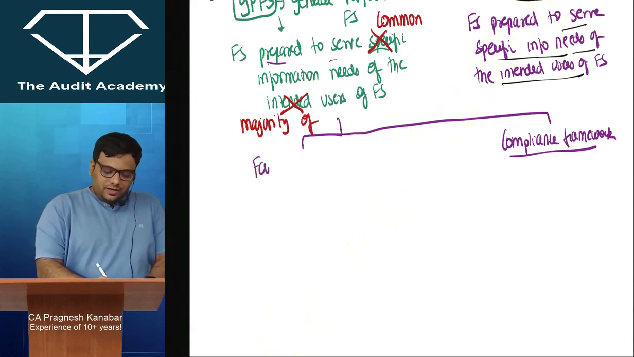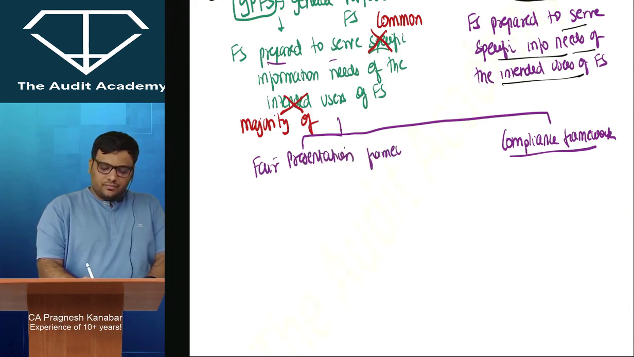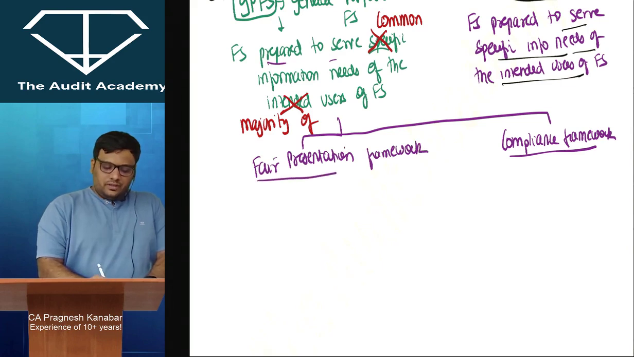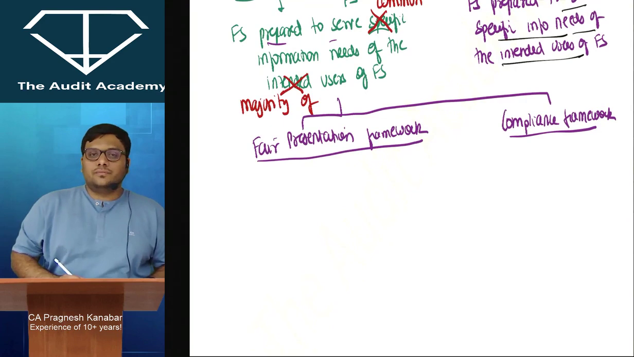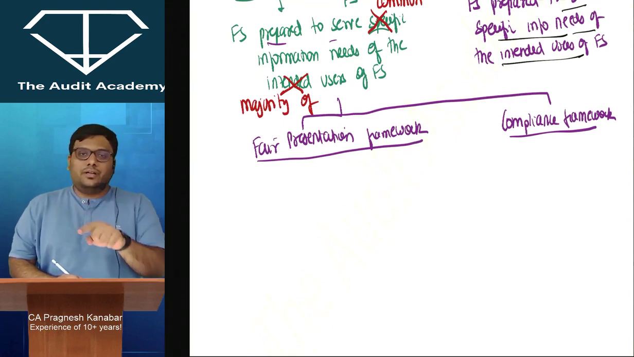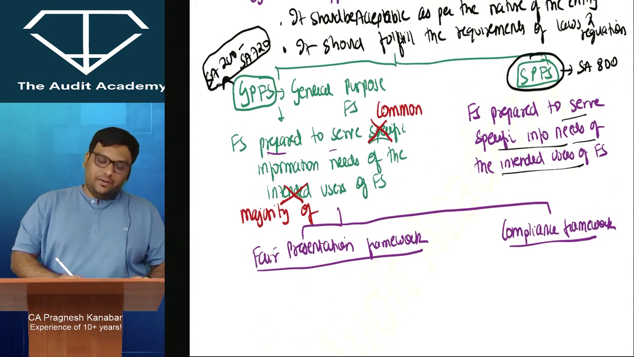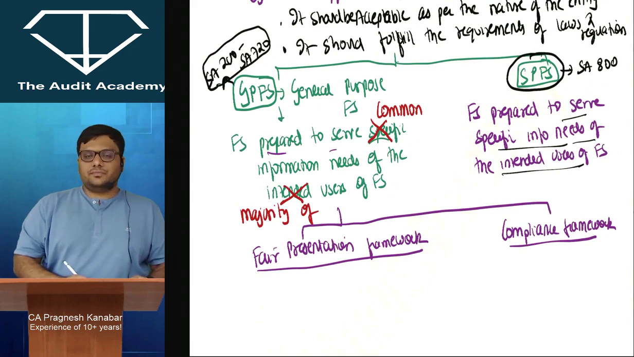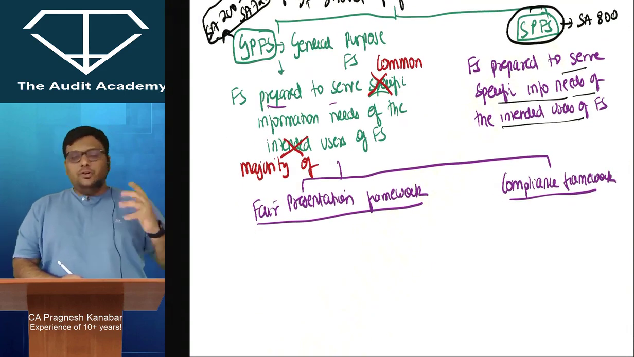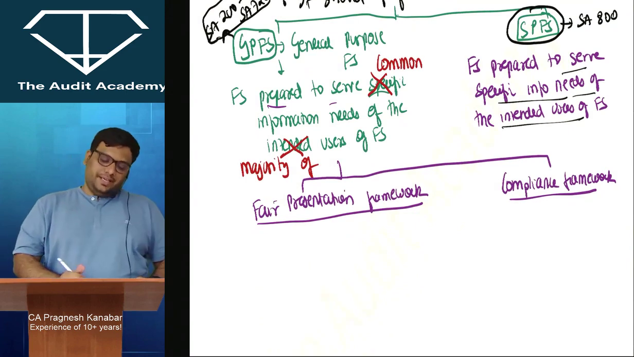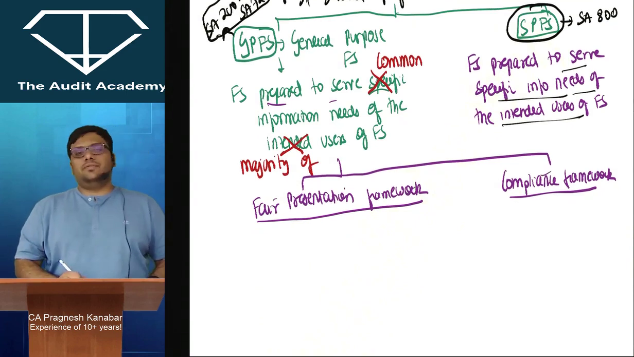Such kind of frameworks are called a fair presentation framework. Whenever you are accepting an audit, first of all, you should check whether it is GPFS or SPFS. Normally, if the question is silent, it is GPFS only. Then further you need to check which framework you are auditing under: fair presentation framework or compliance framework.